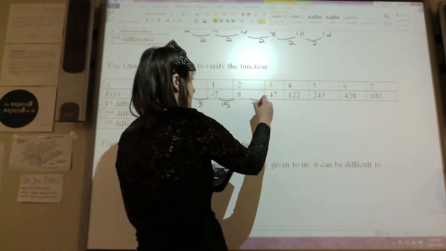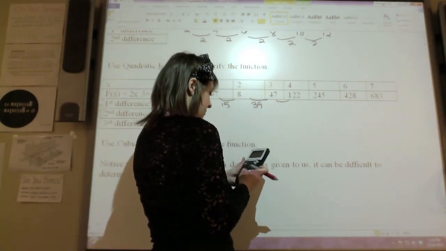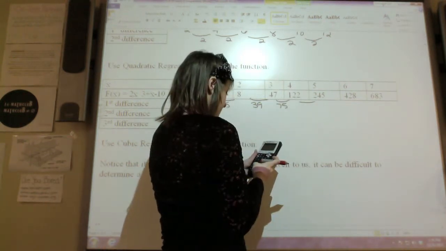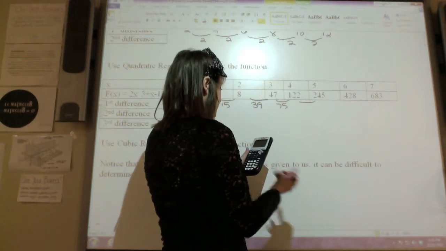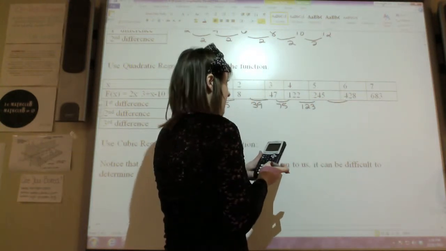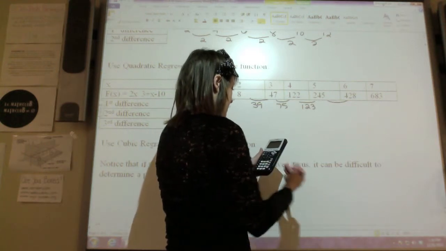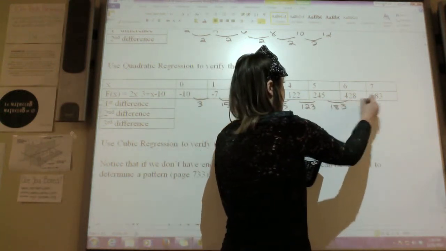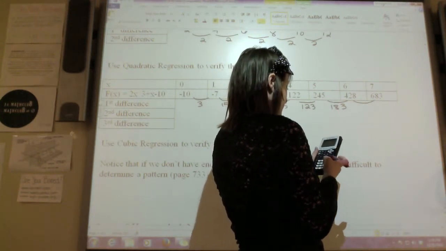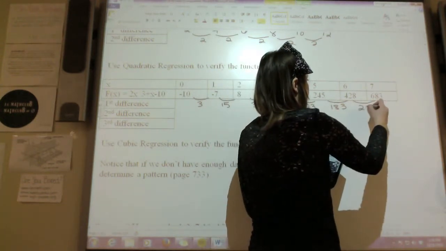Okay, 47 minus 8 is 39. 122 minus 47 is 75. 245 minus 122 is 123. 428 minus 245 is 183. And 683 minus 428 is 255.